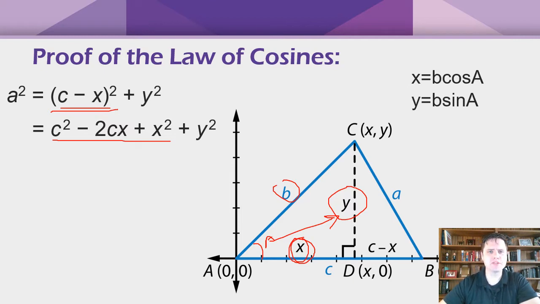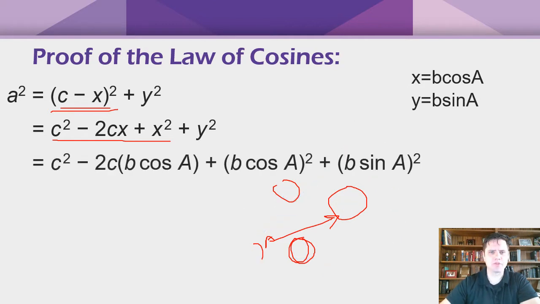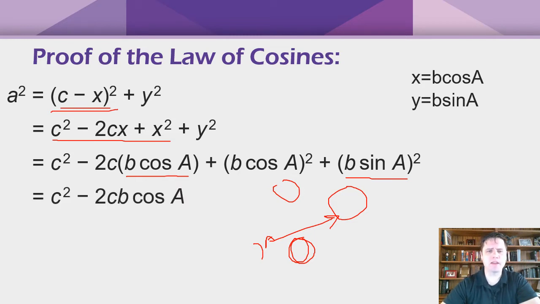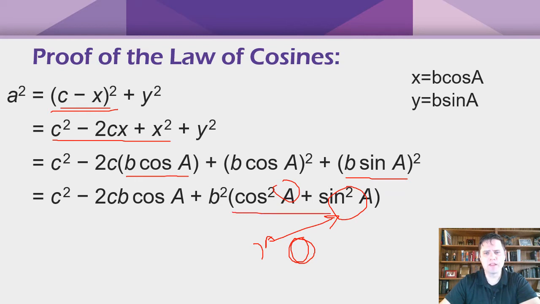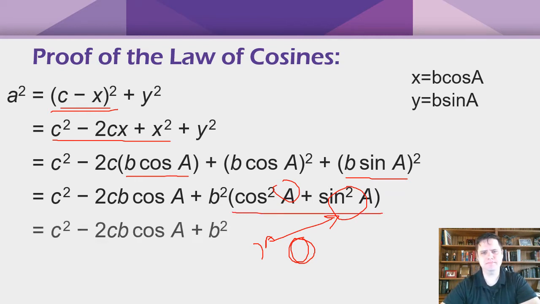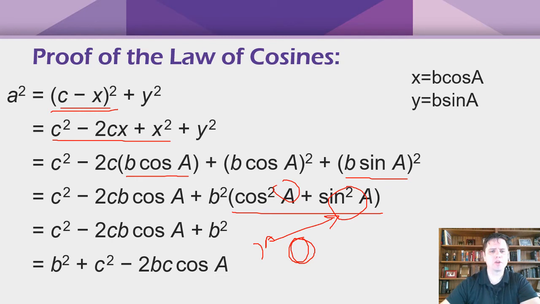Now we're going to substitute both of those into the equation here at the left. Wherever I see an x, I'm putting b cosine A, and wherever I see a y, I'm putting b sine A. Now we just do some grouping here. We'll have c squared minus 2cb cosine A, but then if I take out the b squared, notice that the square gets distributed. So we have b squared cosine squared A plus b squared sine squared A. If I factor out a b squared from both of those, I have cosine squared plus sine squared, which we know equals 1. As a result, we're left with a squared equals c squared minus 2cb cosine A plus b squared. Or we could rewrite this as a squared equals b squared plus c squared minus 2bc cosine A.